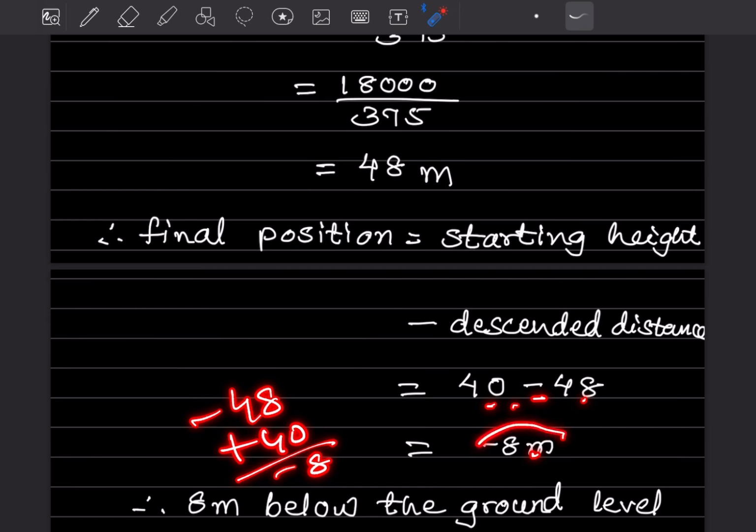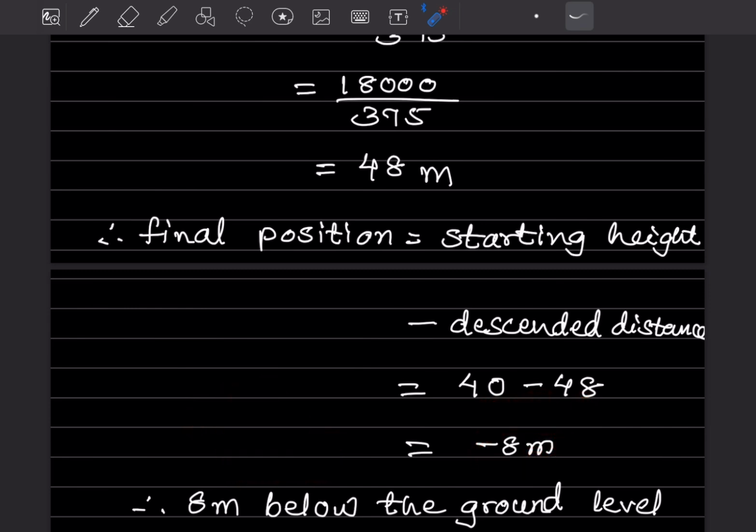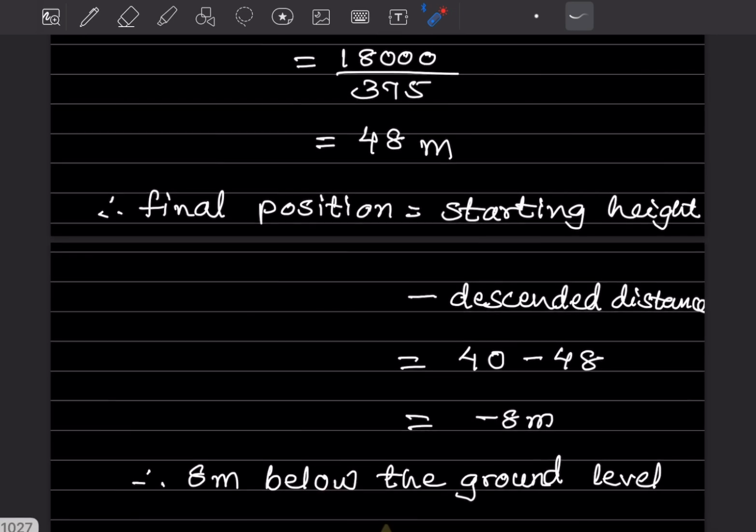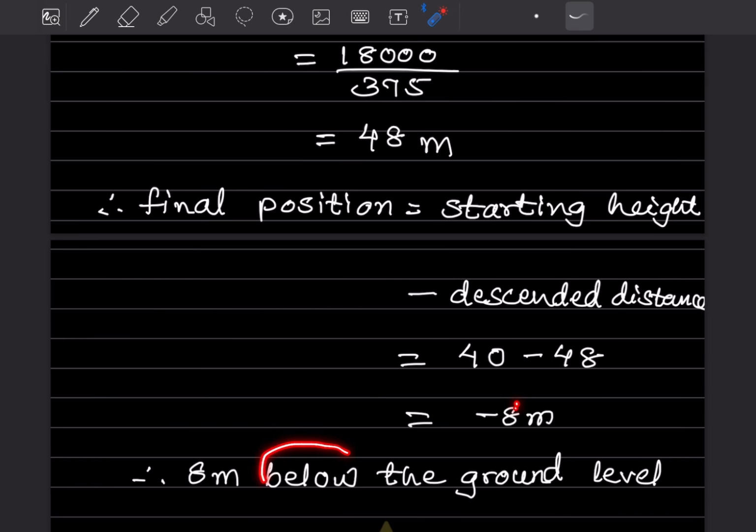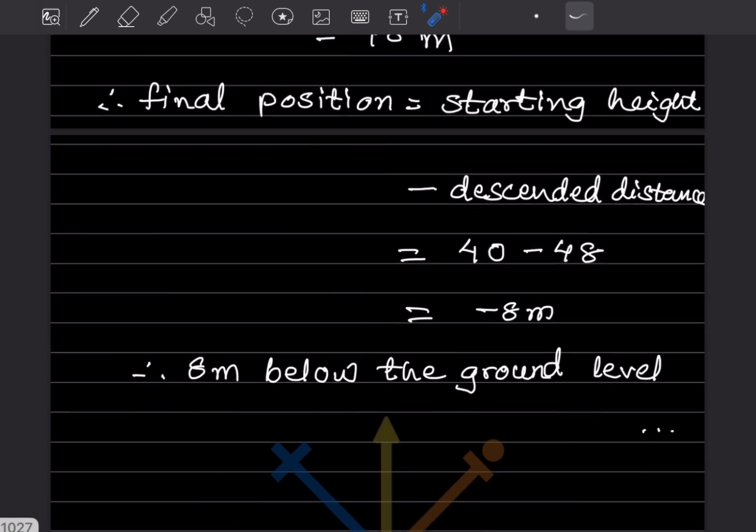So minus 8, this is in meters, that means 8 meters, because it is negative, it goes below the ground level. If it was positive, it would be above, and because it is negative, it will be below the ground level. So by this, we have completed today's work.